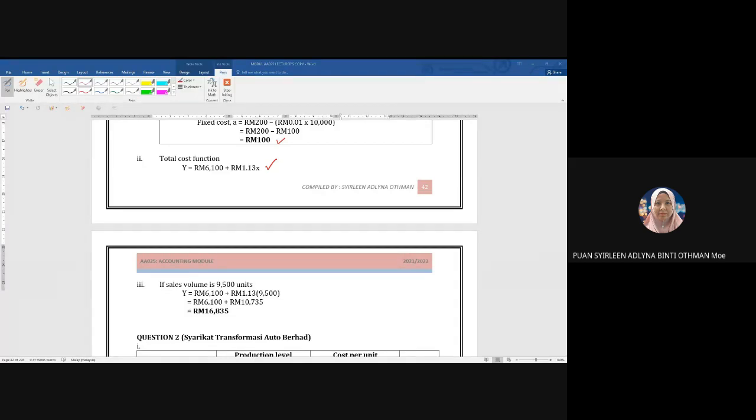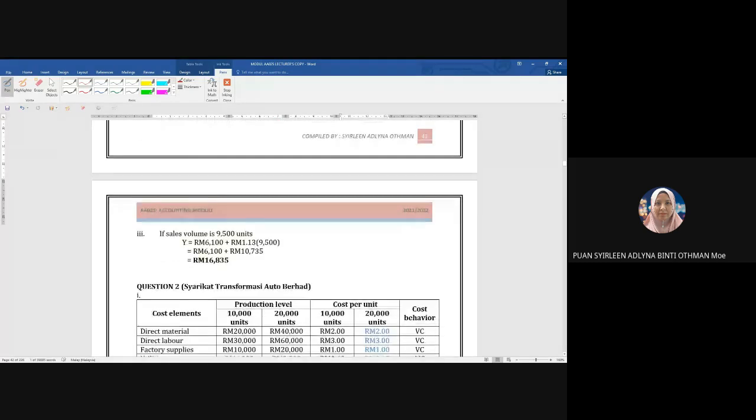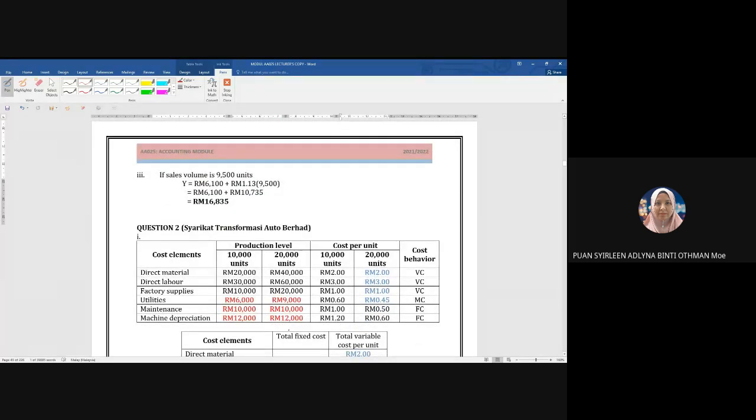Okay, alright. So that is for number 1. Okay, alright. So now we go to number 2. Okay, number 2, you have a table in the question. And the instruction says complete the table by computing the cost per unit.